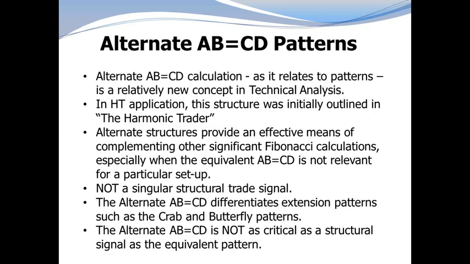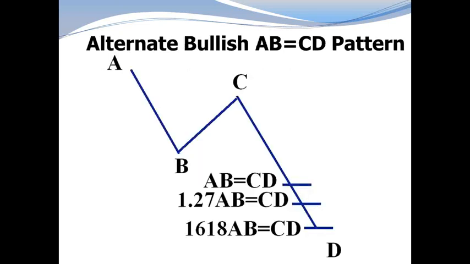It's important to remember this is not a singular structural trade signal. The alternate AB equals CD differentiates extension patterns such as the crab and the butterfly. But the alternate AB equals CD is not as critical as a structural signal as the equivalent pattern is.